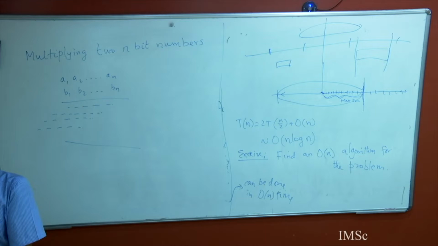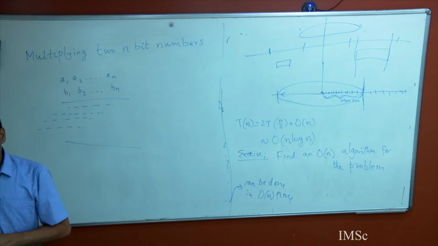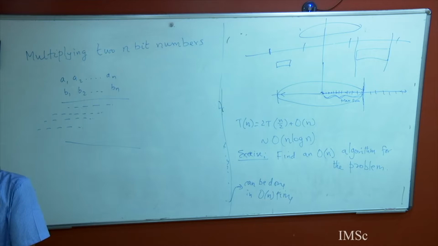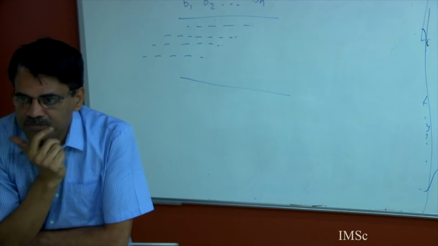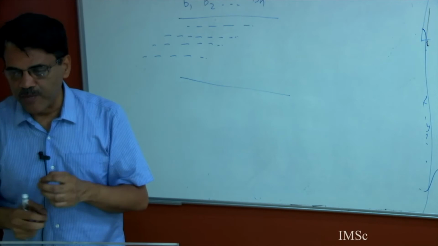Is the question clear? You want to multiply two n-digit numbers. There is single-digit multiplication, there is addition, there are so many things happening. So overall, I want to compute the running time of this algorithm, the algorithm which you have learnt in school. And for me, a unit of time is a single-digit multiplication or addition, whatever I'm doing. So what is the running time?